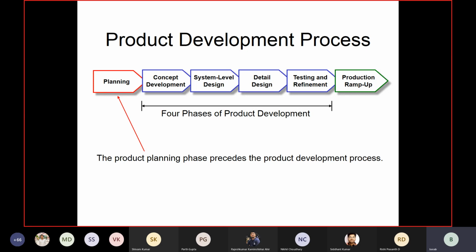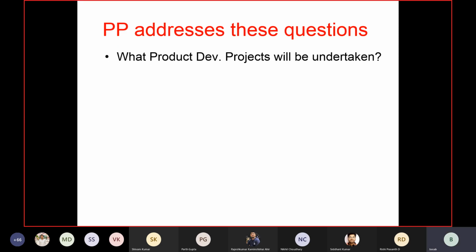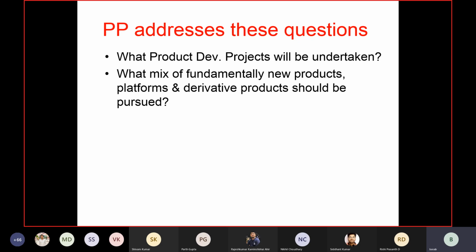So the product planning activity, what does it do? It addresses the following basic questions. What product development projects will be undertaken? As I gave an example of the vehicle manufacturing company, the same we'll be looking at with the Xerox company. Then, next one: what mix of fundamentally new products, platforms, and derivative products should be pursued?